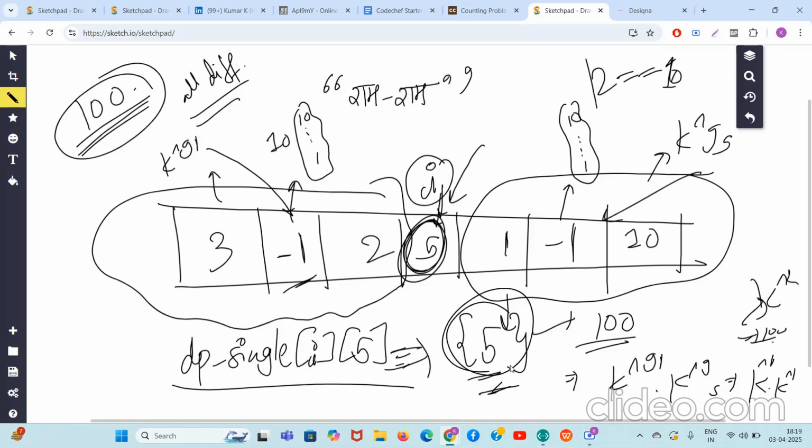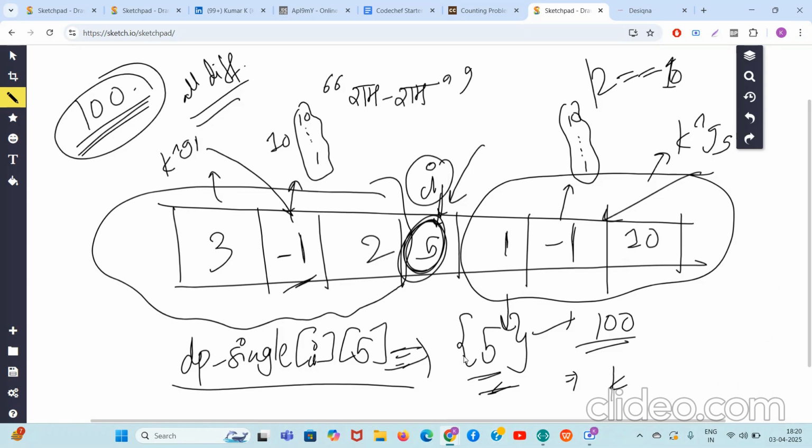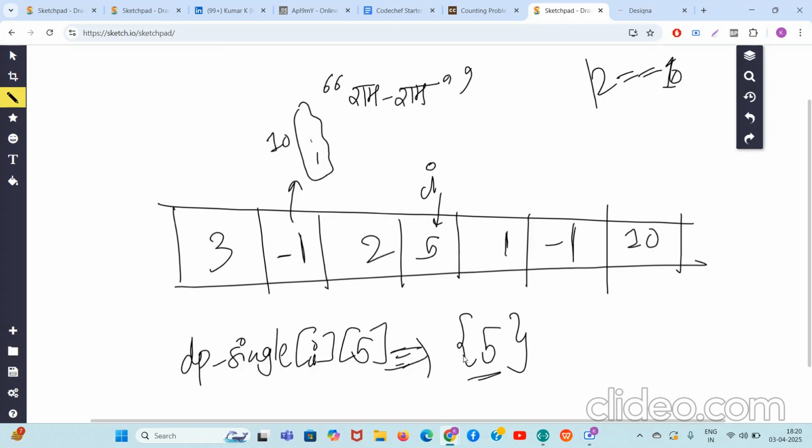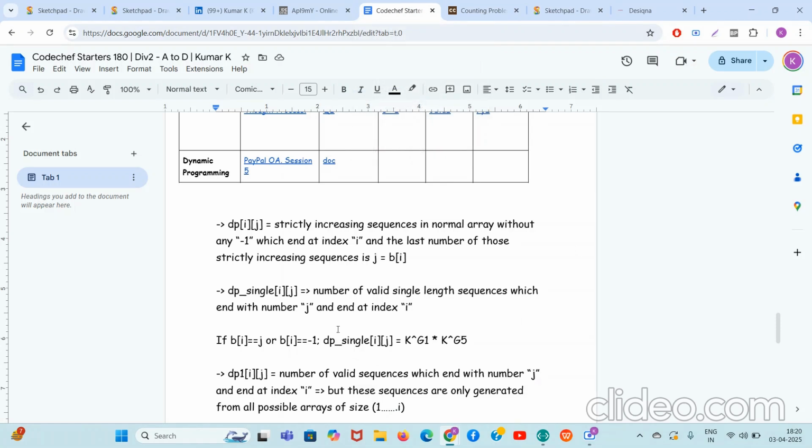So this single element, this single strictly increasing sequence of length 1, situated at index I, if you consider all the arrays, this guy will come at least one time for sure. Not at least 100 times, it will come exactly 100 times. Okay. So the dp single ij concept is clear, right? dp single ij means the number of valid single length sequences which end at number j and end at index I.